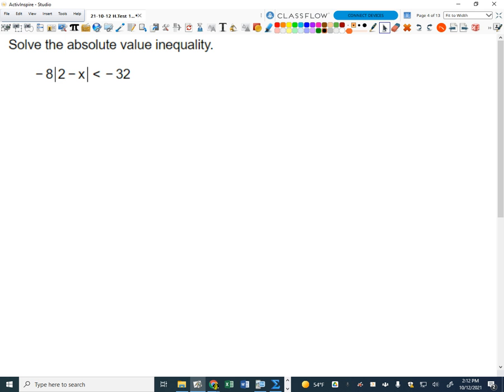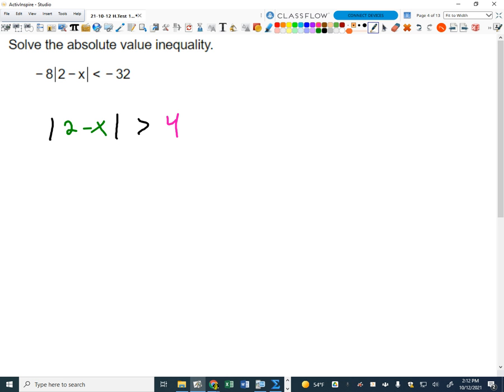So let's look at one like this, same kind of thing. This time if I divide, would everybody agree here if I divide by -8, it's going to flip the inequality, right? So that's going to become a greater than. Inside I'm going to have my 2 minus x. And outside I'm going to get a positive 4. Like that. So what's the pattern there?